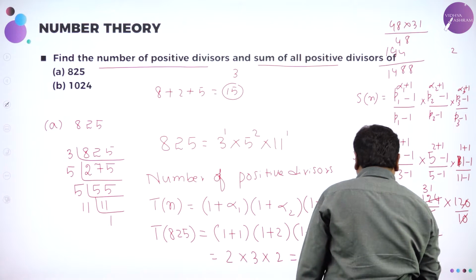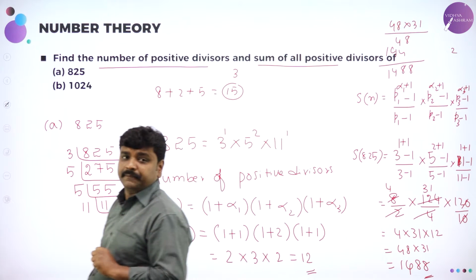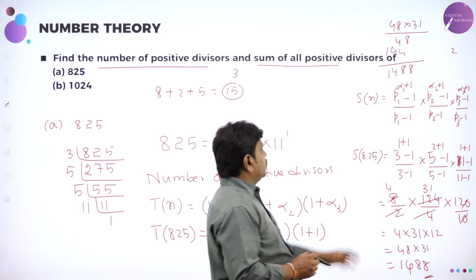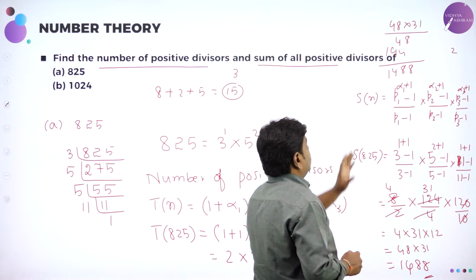1488 is the sum of positive divisors. Now copy this. I hope all of you understood this. We have used the basic formula and we have solved it.